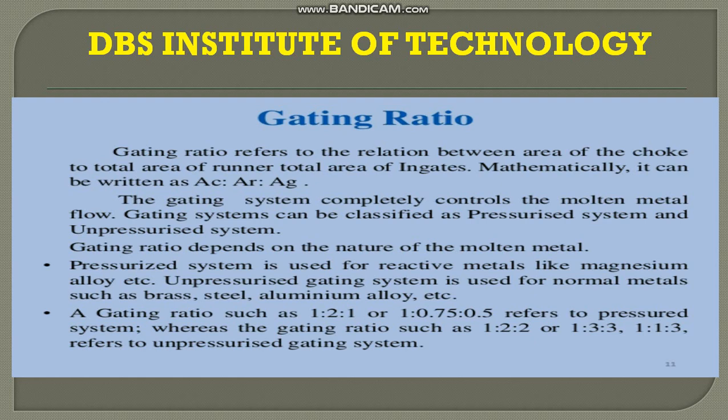A gating ratio such as 1:2:1 or 1:0.75:0.5 refers to pressurized system, whereas the gating ratio such as 1:2:2 or 1:3:3 or 1:1:3 refers to the unpressurized.